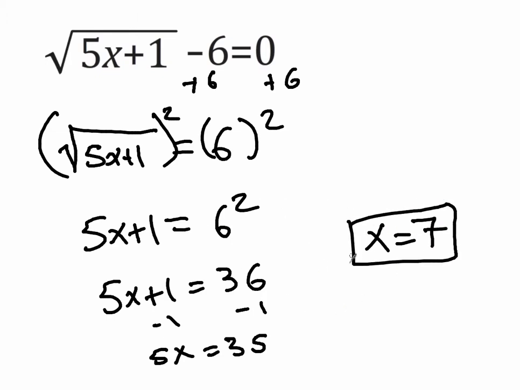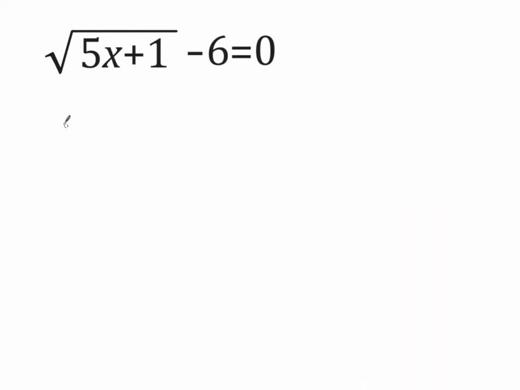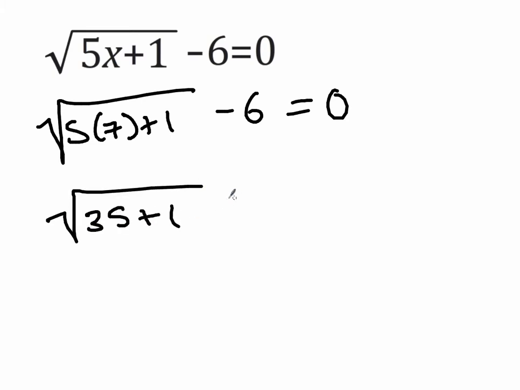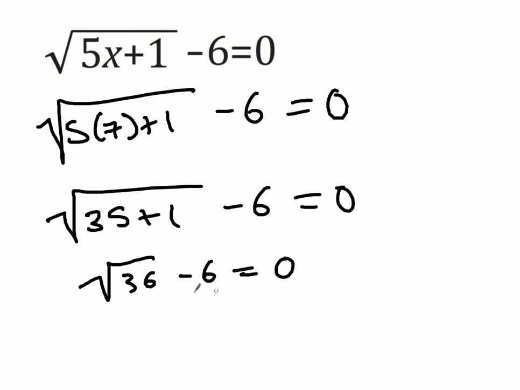Okay, let's check our answer and see if x equals 7 works. 5 times 7 plus 1 minus 6 should equal 0. That's the square root of 35 plus 1 minus 6 equals 0. Square root of 36 minus 6 equals 0, and this is in fact true. So we do have a solution. x equals 7 is a solution.